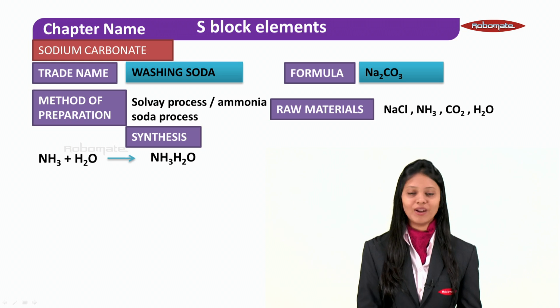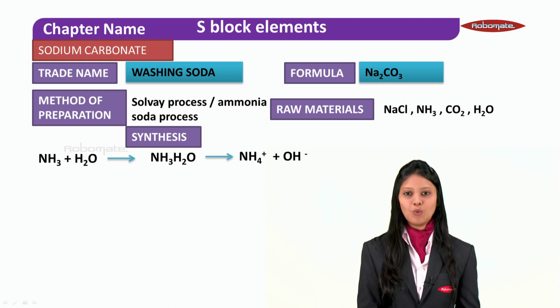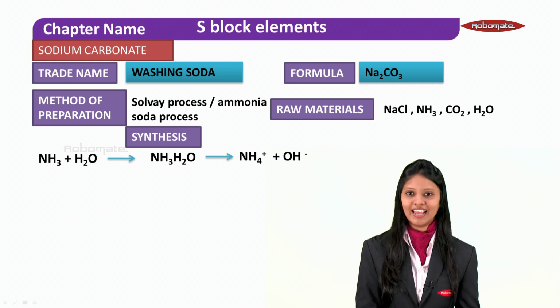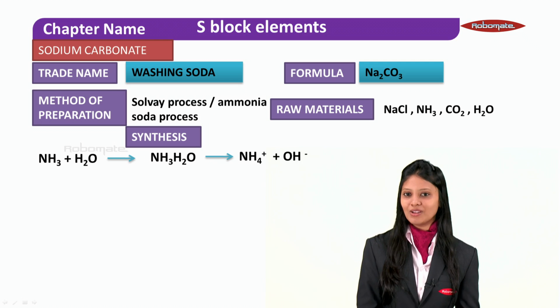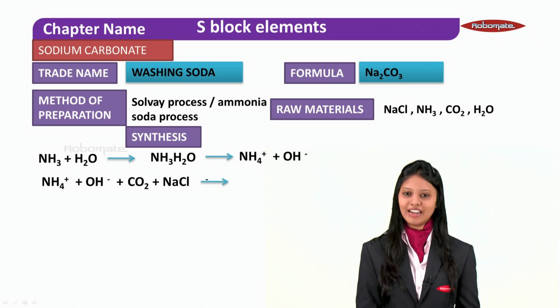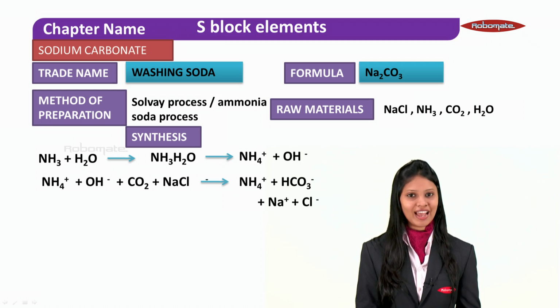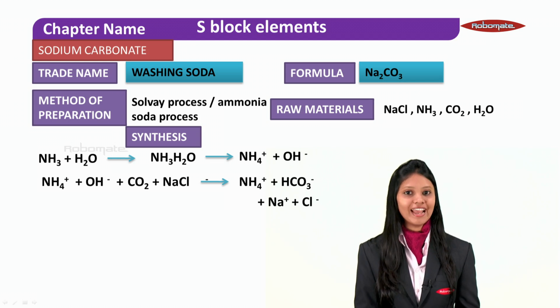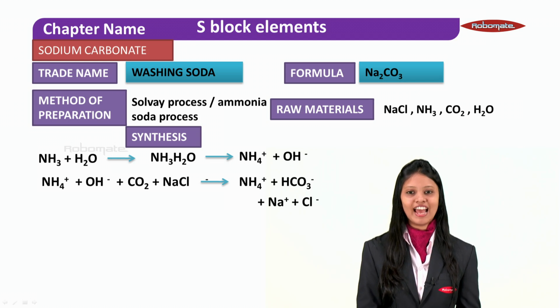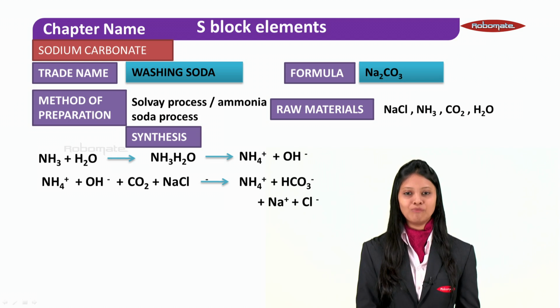When ammonia and water is reacted, there is formation of two ions, ammonium ions and hydroxide ion. One is cation and one is anion. Now in this ammonium ion and hydroxide ion, let's add NaCl and carbon dioxide. And at the end of this step, there is formation of four ions, ammonium ion, bicarbonate ion, sodium ion and chloride ion. Now these four ions combine and form two products.